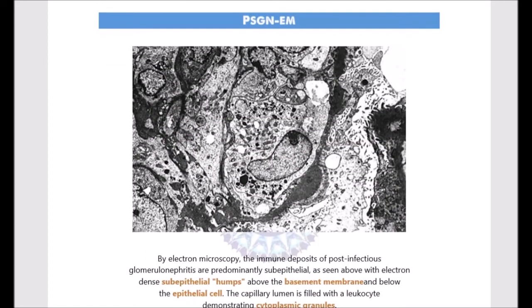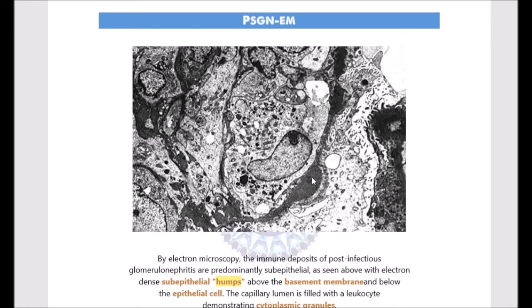So what does PSGN show on electron microscopy? Very important slide, my dear. The immune deposits of post-infectious PSGN are predominantly subepithelial. The word is really important, as seen above with the electron-dense subepithelial humps. This word humps is really important. They lie on the basement membrane and below the epithelial cells. The capillary lumen is filled with leukocytes demonstrating cytoplasmic granules. So these are the subepithelial humps, my dear.